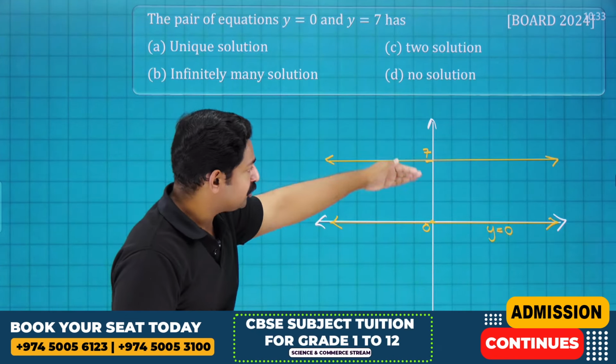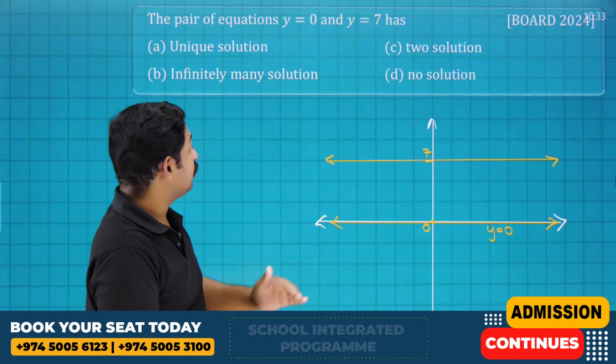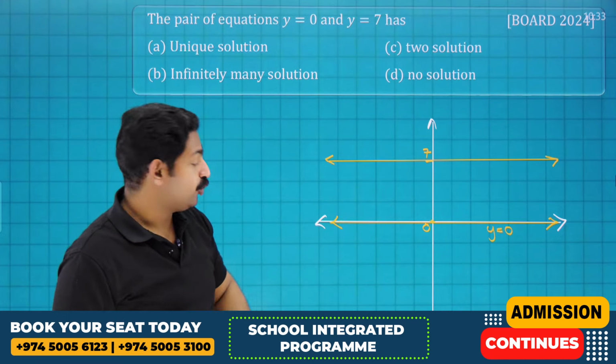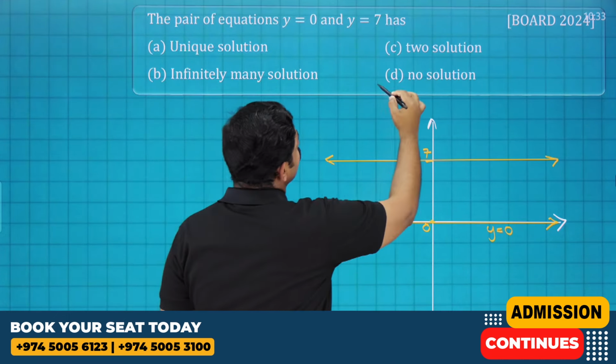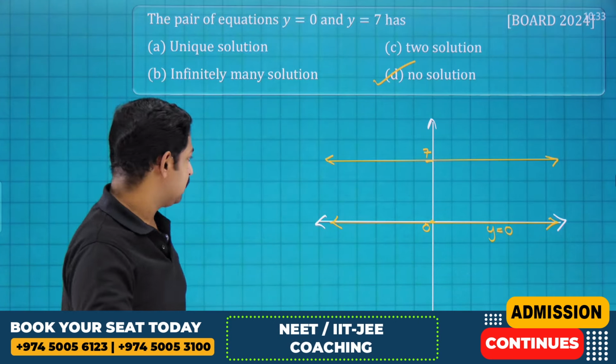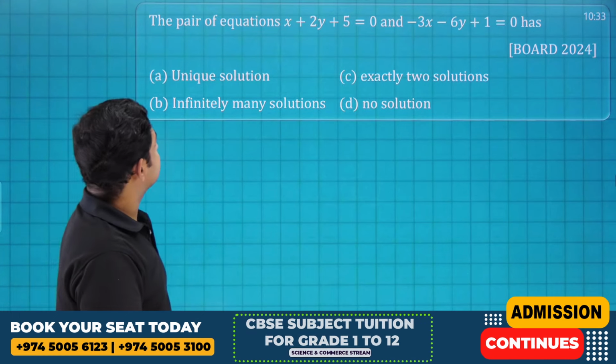Okay. So what is the condition of these two lines? The lines are parallel. Definitely the lines are parallel. So the lines are parallel means it is not intersecting. So there is no solution. So the answer here is no solution. The pair of equations has no solution. Okay. That's it. So the next question.